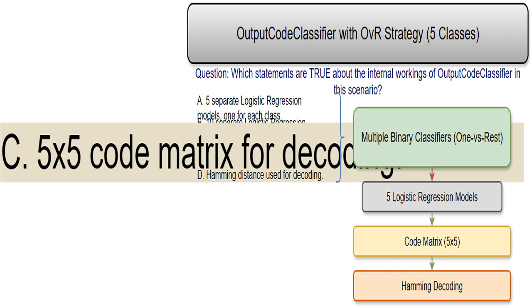The OVR strategy, 1 vs REST, is a clever approach. We train a separate model for each category. Each model learns to distinguish that one category from all the others.